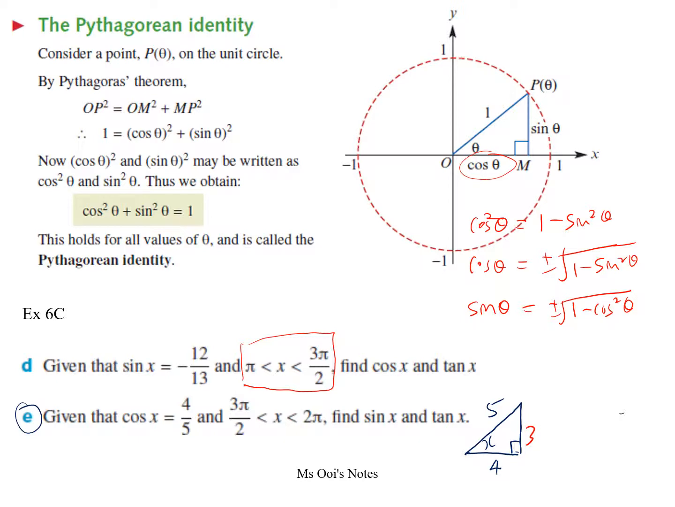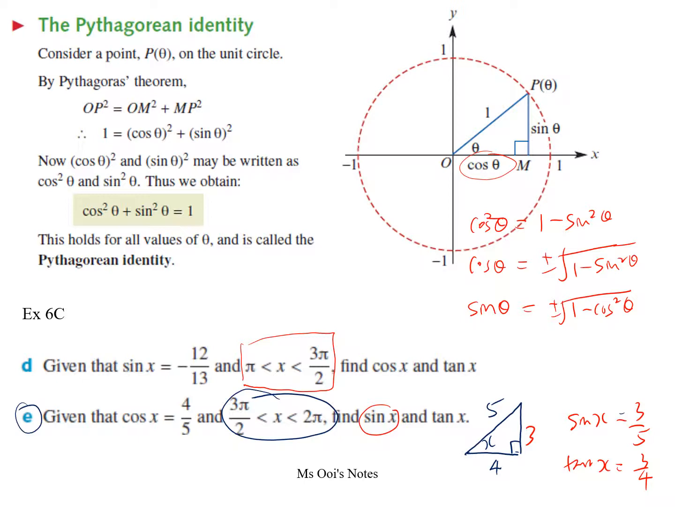So now I want to find sine x. Looking at the diagram, sine x is opposite, which is 3, over hypotenuse, which is 5. And tangent x is just 3 over 4. But this is if we're assuming it's in the first quadrant. Now let's answer the question. We're interested in x lies between 3 pi over 2 and 2 pi.